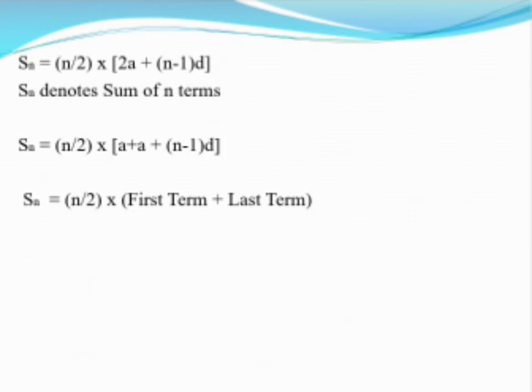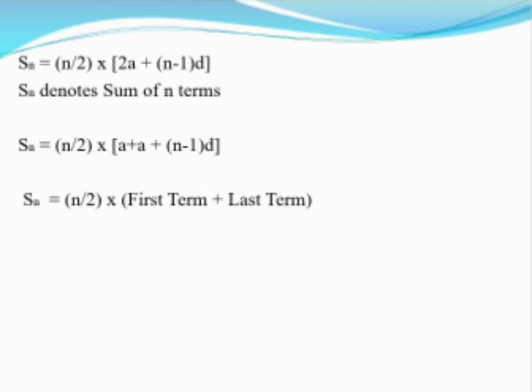This is the next important formula in arithmetic progression. This formula is for sum of n terms. Up till now we were finding the number of terms in the progression. Now if we want to find the sum of the n terms in the progression, we have to know this formula. Kindly note down the formula. Sn is equals to n by 2 into 2a plus n minus 1 into d.